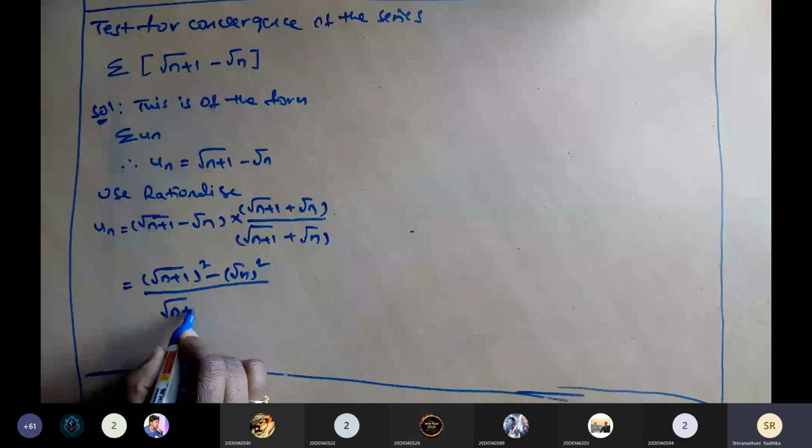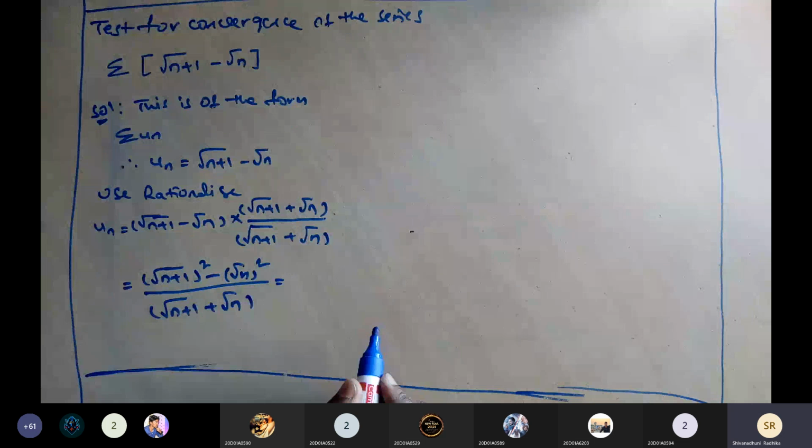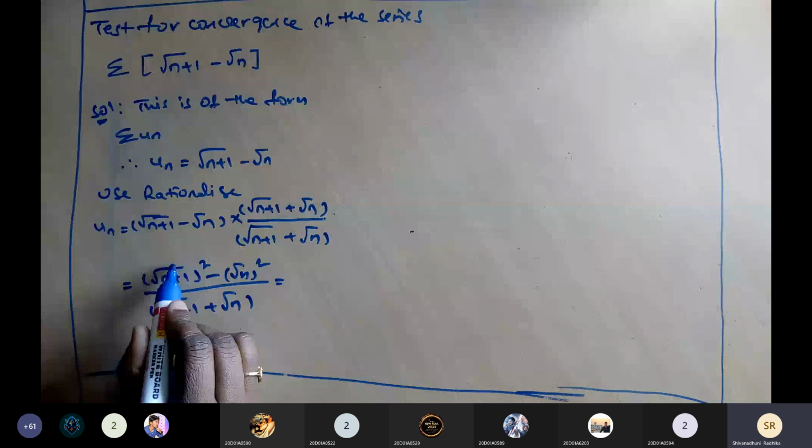Any doubts? Again, I am going to write this. The root and square get cancelled. What is remaining? n plus 1 minus n by root of n plus 1 plus root n. The n cancels. Then what is the reduced un here? 1 by under root of n plus 1 plus root n. Is it clear?